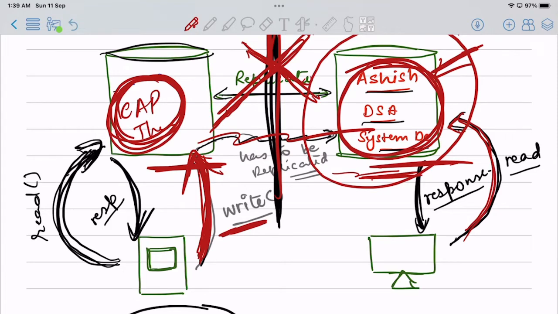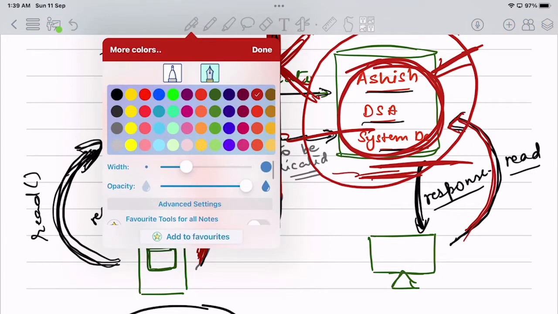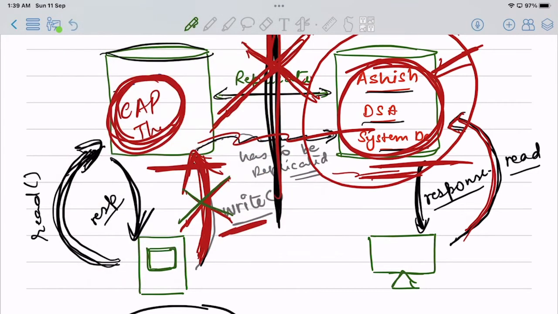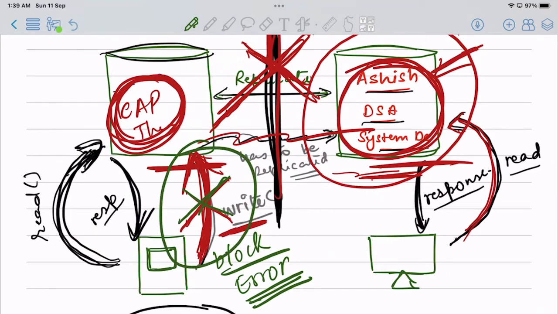inconsistency. So here you have to block, if this network failure happened, you have to block this write request and you have to send an error that I'm not able to serve this request, and your system is unavailable because you chose consistency over availability. So that trade-off you have to make when you design a system.